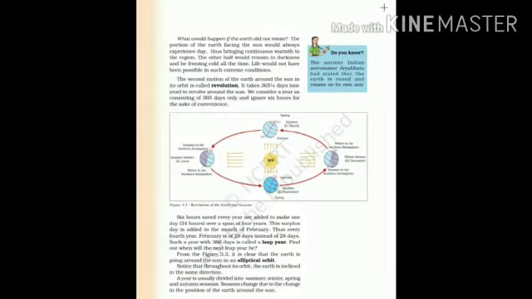A year is usually divided into summer, winter, spring and autumn seasons. Seasons change due to the change in the position of the Earth around the Sun. Now you come to know why the seasons are changing. The seasons change only because of the change in the position of the Earth around the Sun.